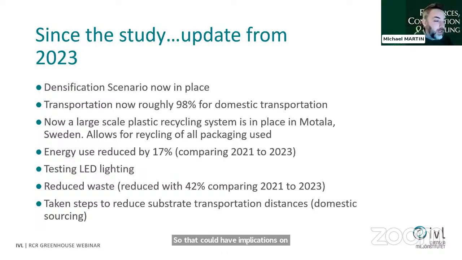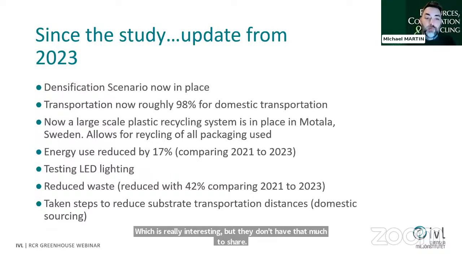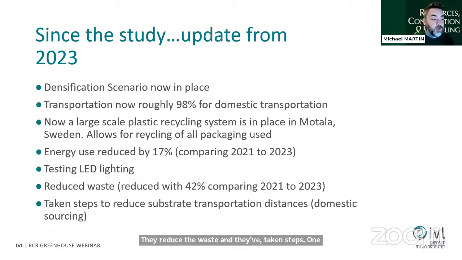They also reduced their energy consumption by 17% from 2023 compared to 2021. They've been doing lots of testing on LED lighting, which is really interesting, but they don't have that much to share. They reduced waste, and they've taken steps. One thing I mentioned is that they should try to reduce the transportation distances for their consumables, because they source, for example, peat from Eastern Europe. And then there's peat available in Scandinavia, and we said you should maybe look for domestic sourcing. And they've actually taken measures to do so.